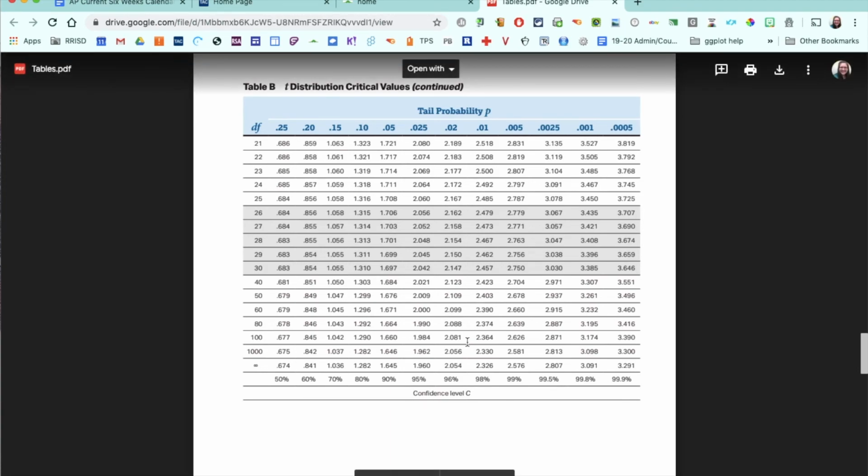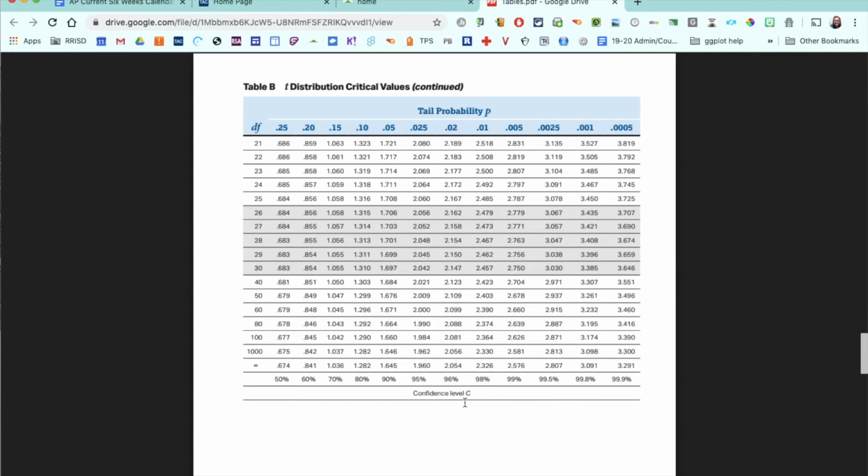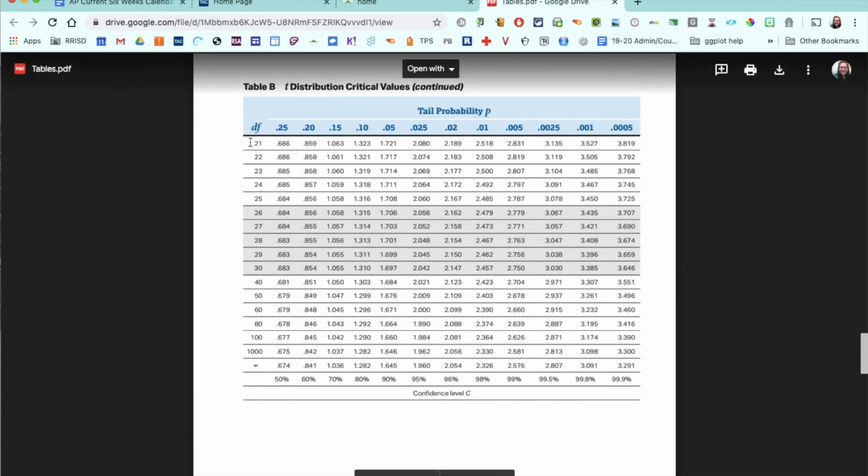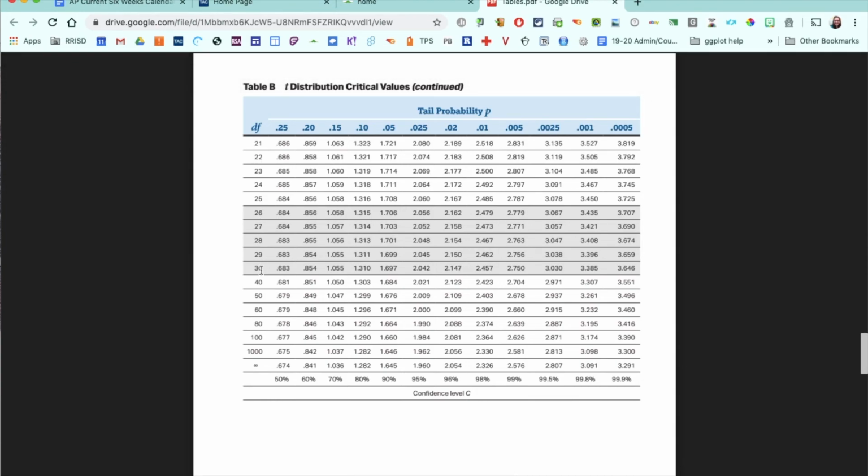The other thing I wanted to mention is that earlier when I was talking about facts about the t-distribution, I said that as your sample size increases, as your degrees of freedom increases, it looks more and more like the normal model. And in fact, a t-model with infinite degrees of freedom is exactly normal. So we do have a row on our table that is labeled with infinite degrees of freedom. That row actually represents the Z or normal model. So if I wanted a critical value for a Z star instead of T star, I could use this row.